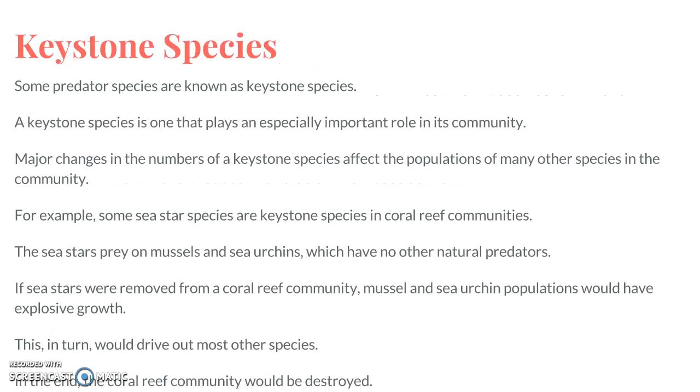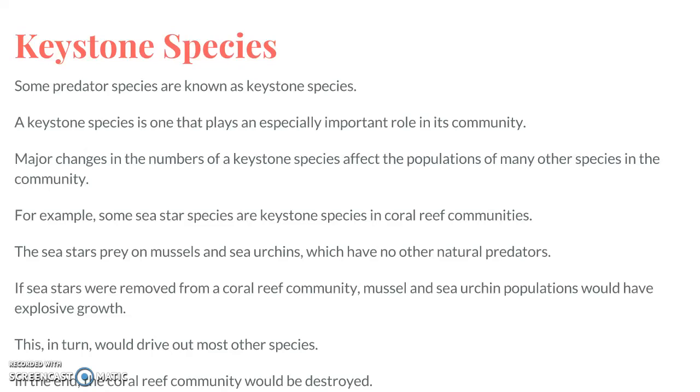Keystone species. Some predator species are known as keystone species. A keystone species is one that plays an especially important role in its community. Major changes in the numbers of a keystone species affect the populations of many other species in the community.